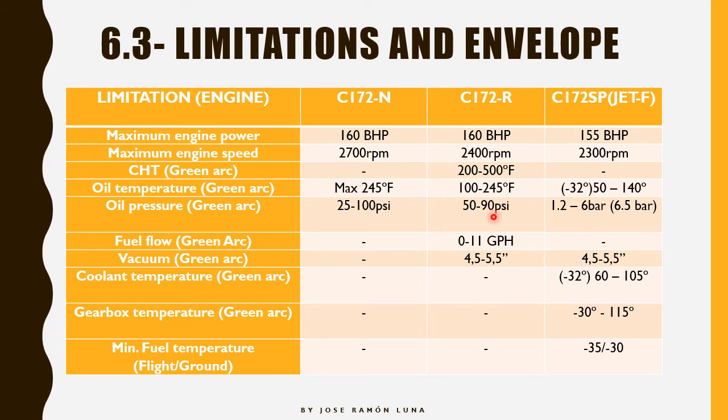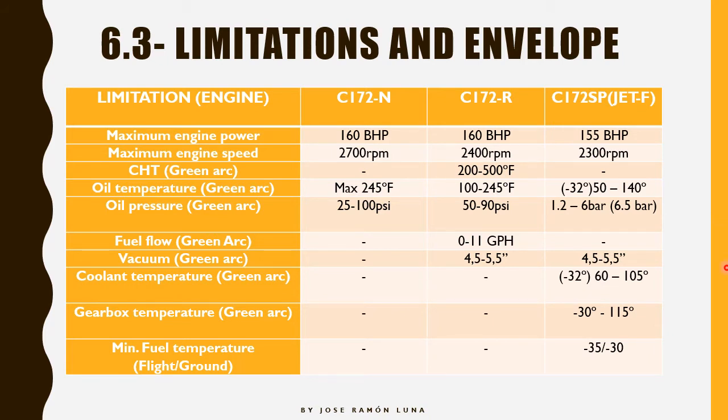The Cessna 172 Romeo is an injection engine. It wants to work at higher oil pressure. As you can see here, the limit is a bit higher. Anyway, in the Cessna 172 SP, it's about 6 bar, 6.5 bar maximum in case of cold starts. If you multiply that by 15, you're actually going to get values like 90. So the values from the Cessna 172 Romeo and the Cessna 172 SP are pretty much the same.